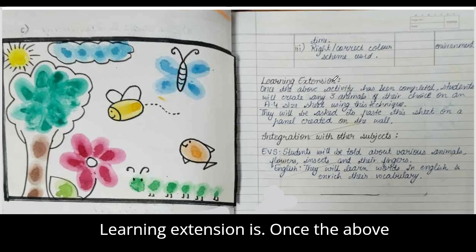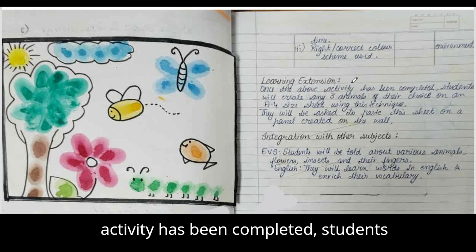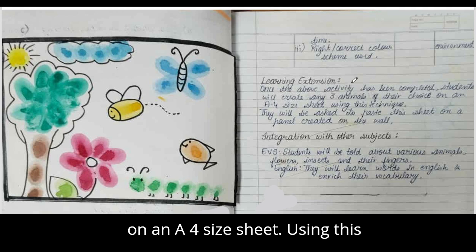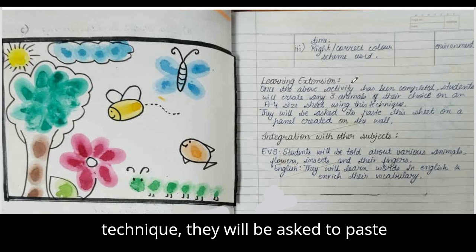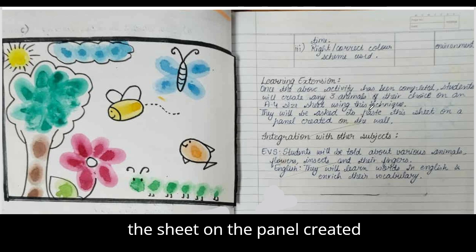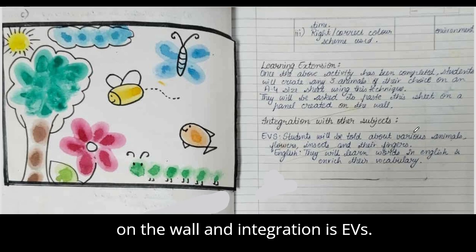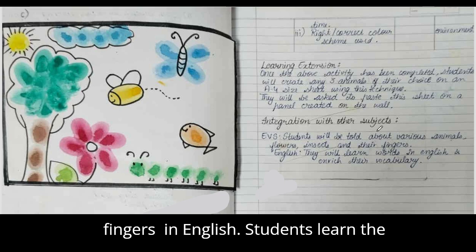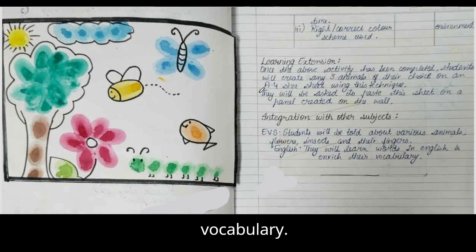Learning extension is once the above activity has been completed, students will create any three animals of their choice on an A4 size sheet using this technique. They will be asked to paste the sheet on the panel created on the wall, and integration is EVS. Students will be told about various animals, flowers, insects, and their fingers. In English, students learn the words in English and enrich their vocabulary.